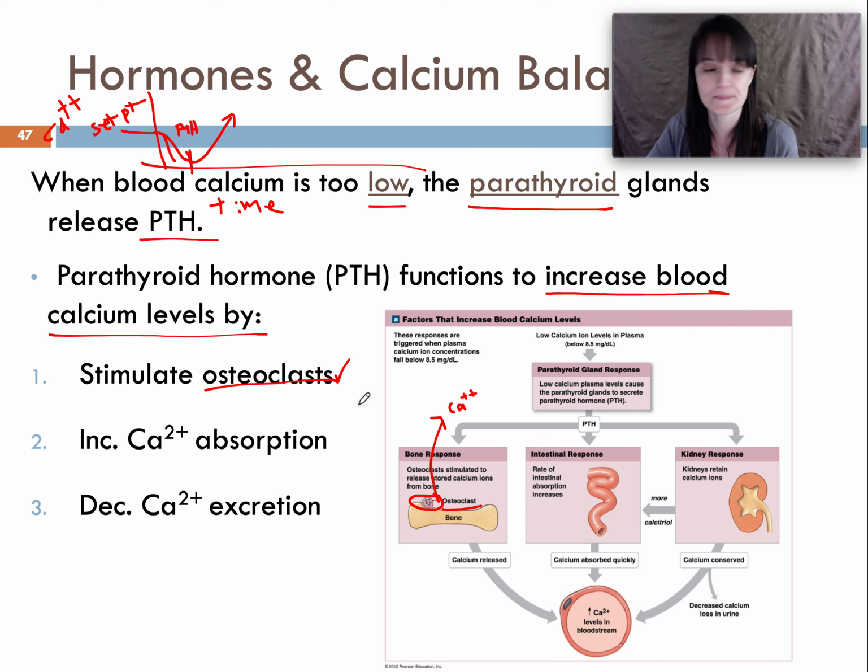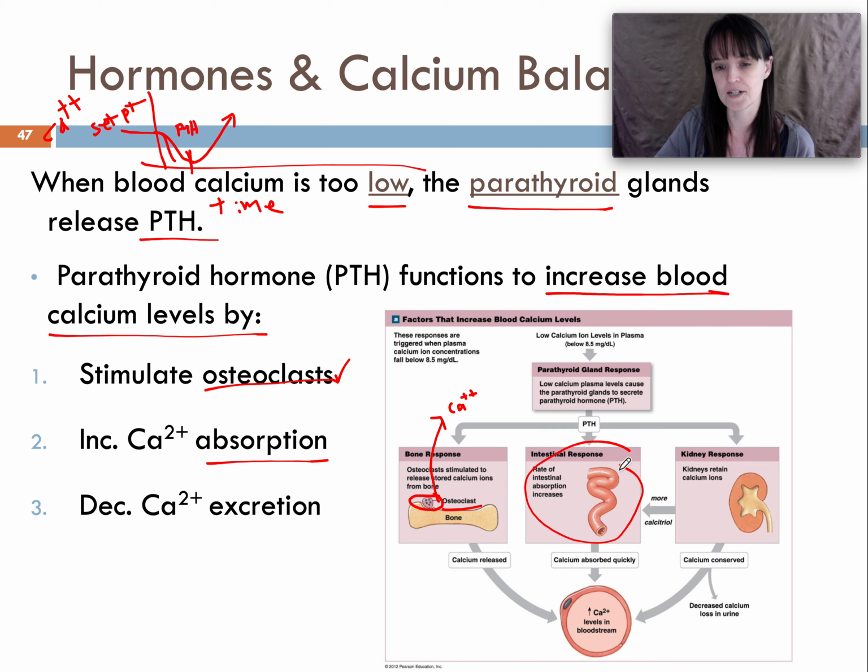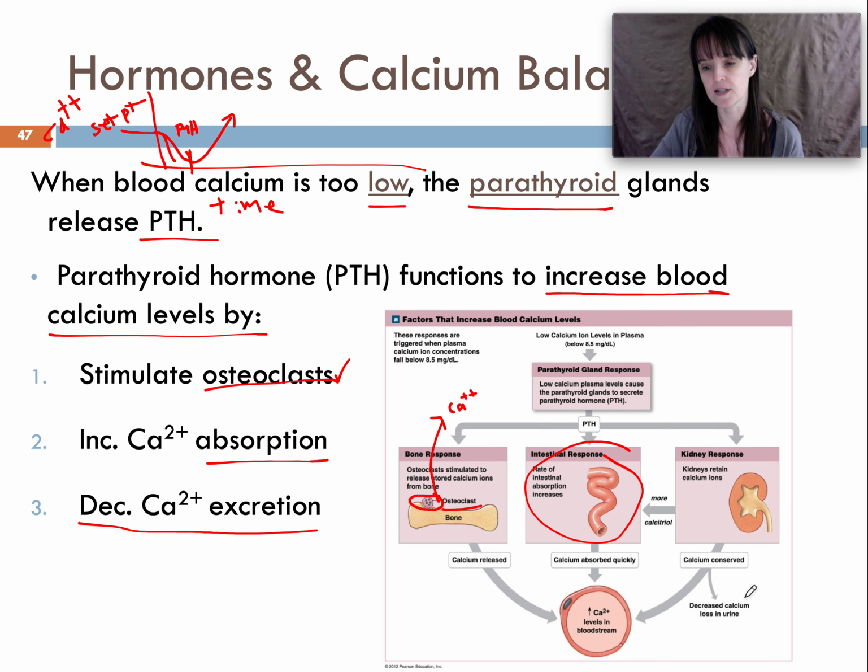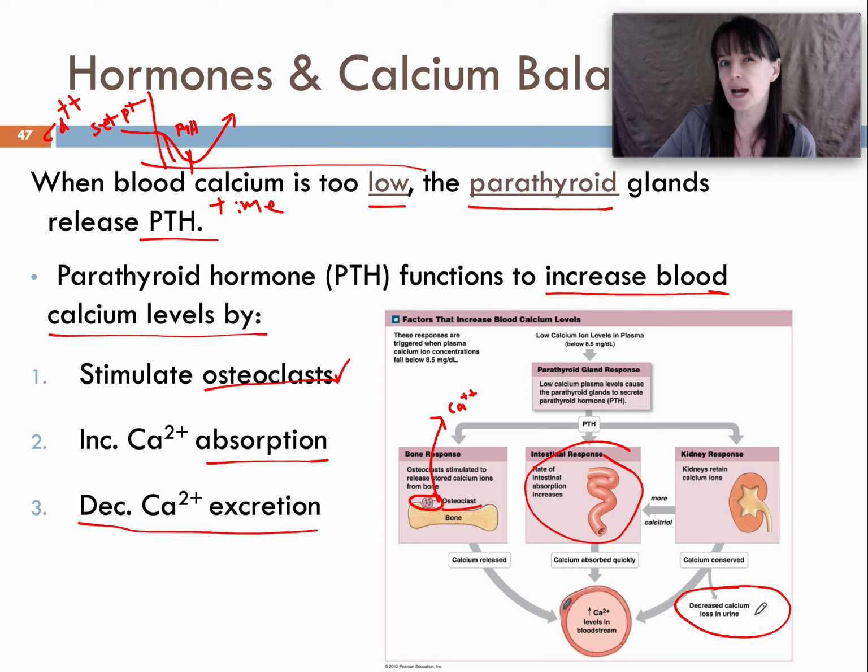Number 2. Increase calcium absorption. And what absorbs calcium? The digestive tract. And we'll talk more about how that works next semester. And it decreases calcium excretion. So excretion is when you, in this case, pee out the calcium. So we're going to decrease calcium excretion. So we're going to pee out less calcium, which means we're going to retain more calcium.